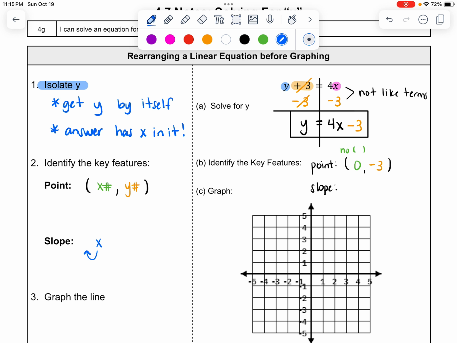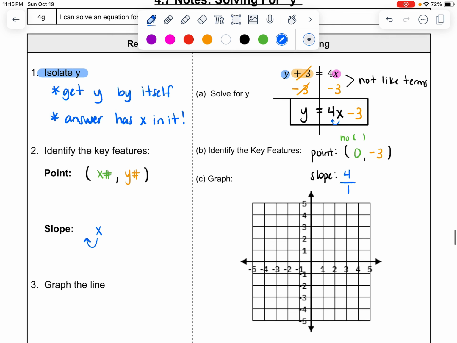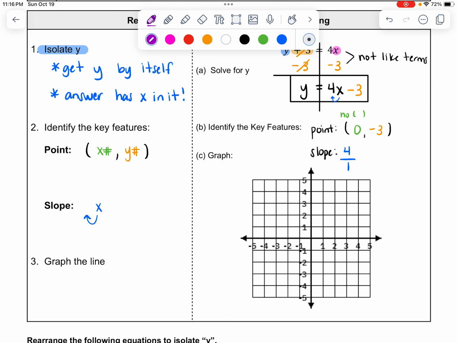The slope would just be the number right before the x, which is a 4, and I'm going to put that over 1. And then I'm going to graph. So my point is going to be at 0, -3, so right here. And then I'm going to rise 4, run 1. So 1, 2, 3, 4, run 1. 1, 2, 3, 4, run 1. And there's my line.